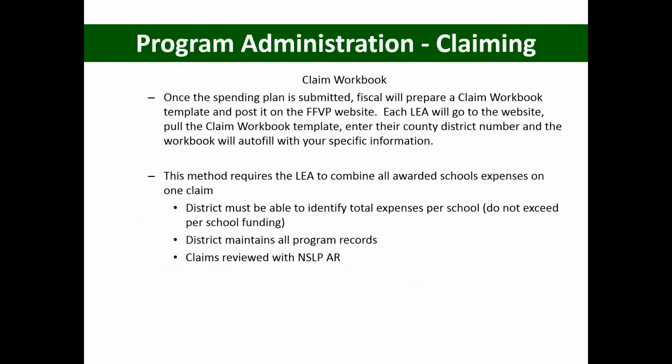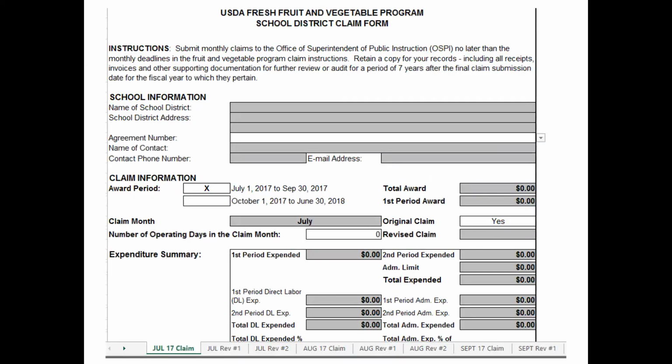Okay, claim workbook. Most of you, I think, have probably already sent in your claim for September. Heidi, our financial advisor here at OSPI, sends out a claim workbook. This year we're doing it a little bit differently. This part's the same. In the past, I believe what Jennifer did was send each of you a claim workbook with your name and everything on there, and your allotment in there.